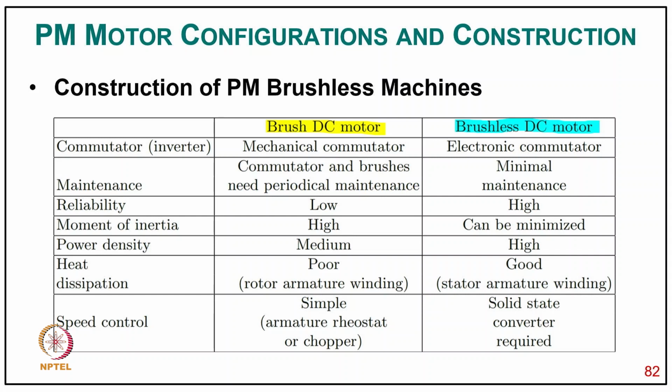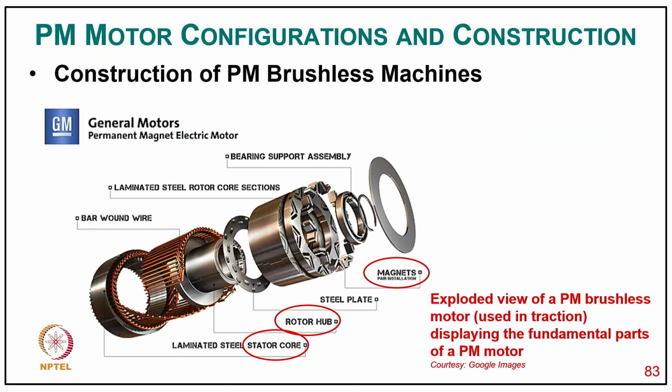Maintenance requirement, of course, is minimum for the brushless DC motor. Reliability is high for the brushless DC motor. Inertia can be minimized for the brushless motor, and power density is high. Heat dissipation is also good as the stator winding is on the stator, and speed control with a solid state controller is a must. So you can just see a permanent magnet brushless synchronous motor, especially for electric vehicles, developed by General Motors.